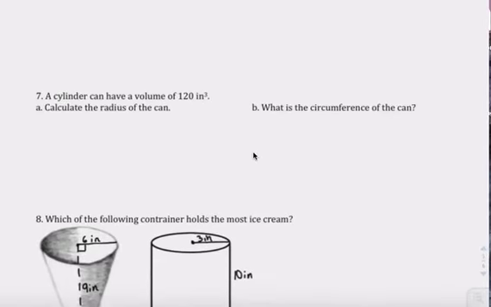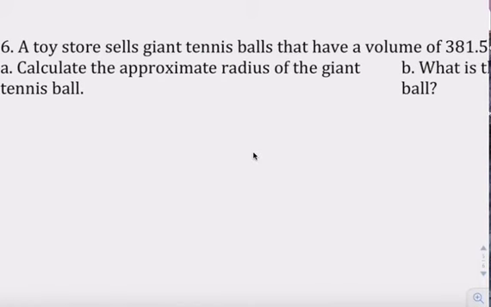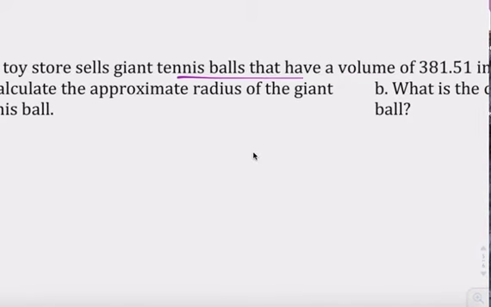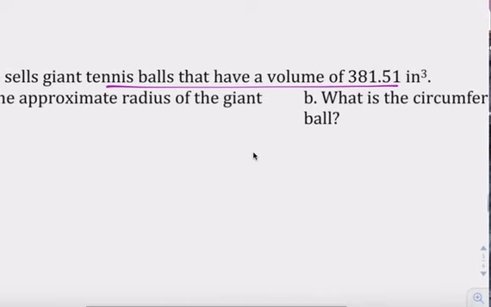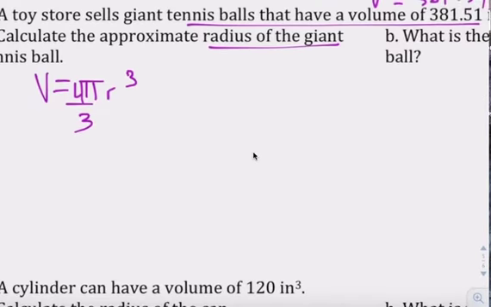And here are your last few. A toy store sells giant balls that have a volume of this much. Okay, so V equals 381.51 inches cubed. Calculate the radius. Okay, so volume equals 4 pi over 3 r cubed. So let's calculate the radius.